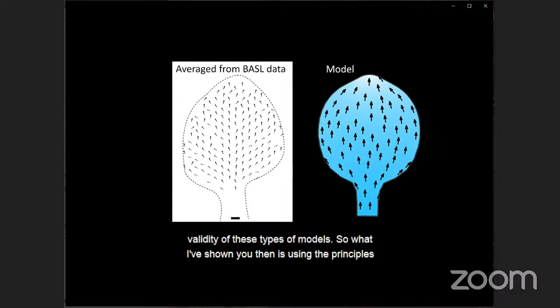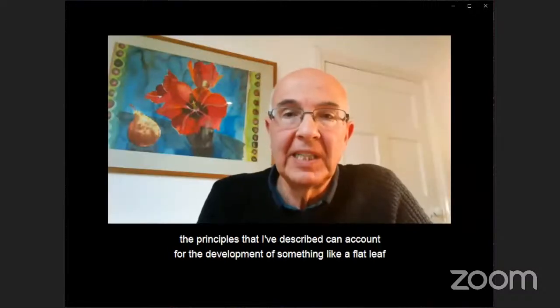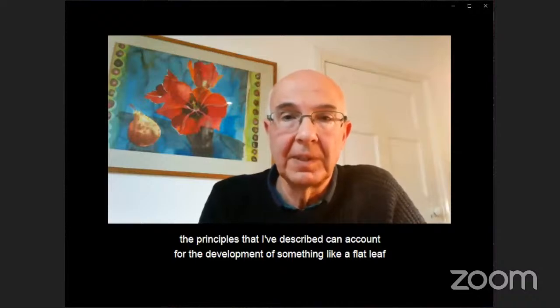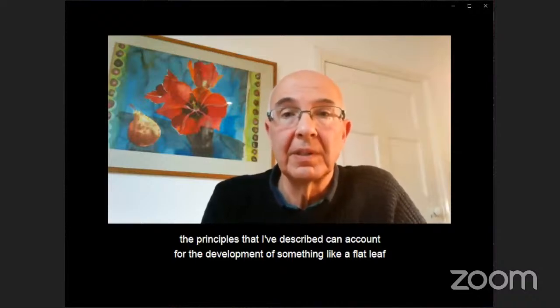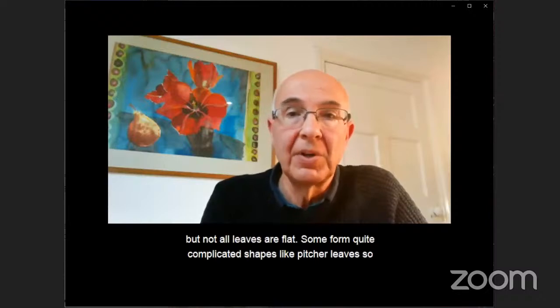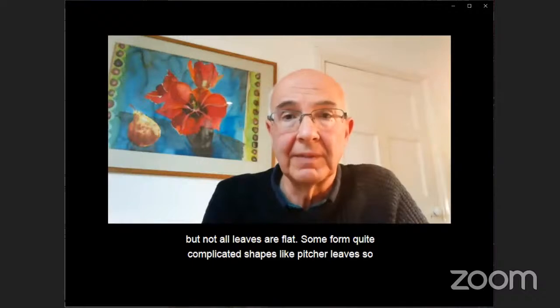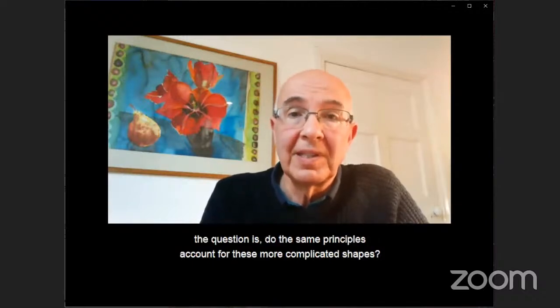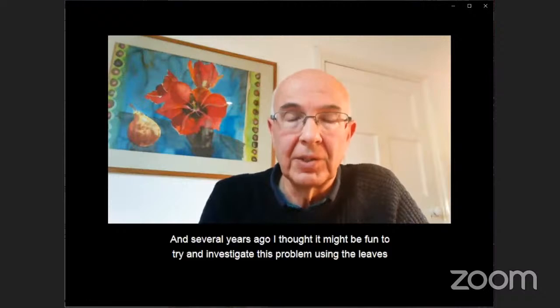Okay, so what I've shown you then is that using the principles I've outlined, we can explain how something like a flat leaf of Arabidopsis, how the sheet is formed, and how the sheet is then shaped to produce a leaf with a particular outline. So we've seen how the principles I've described can account for the development of something like a flat leaf. But not all leaves are flat. Some form quite complicated shapes, like pitcher leaves. So the question is, do the same principles account for these more complicated shapes?